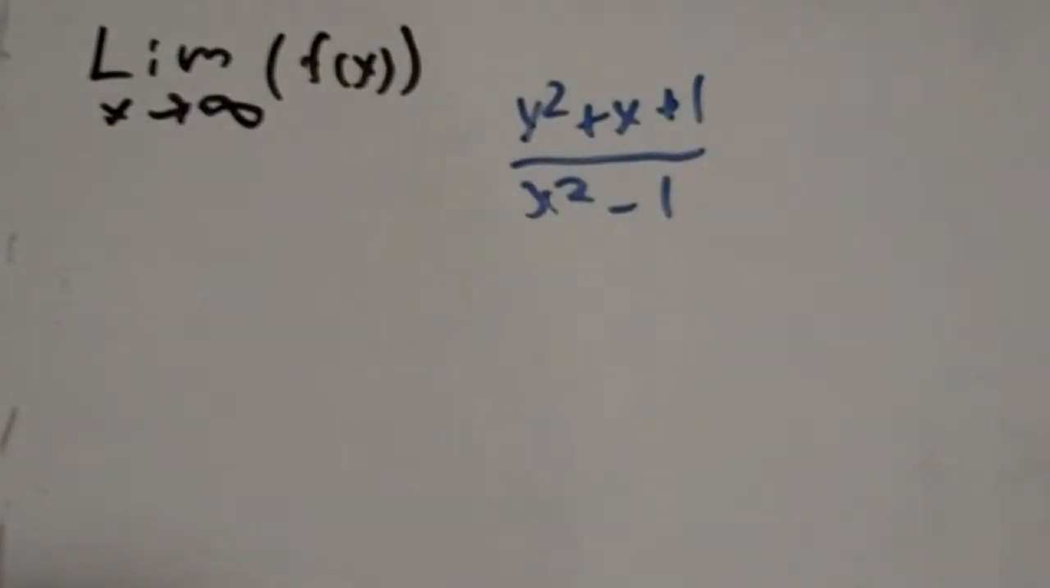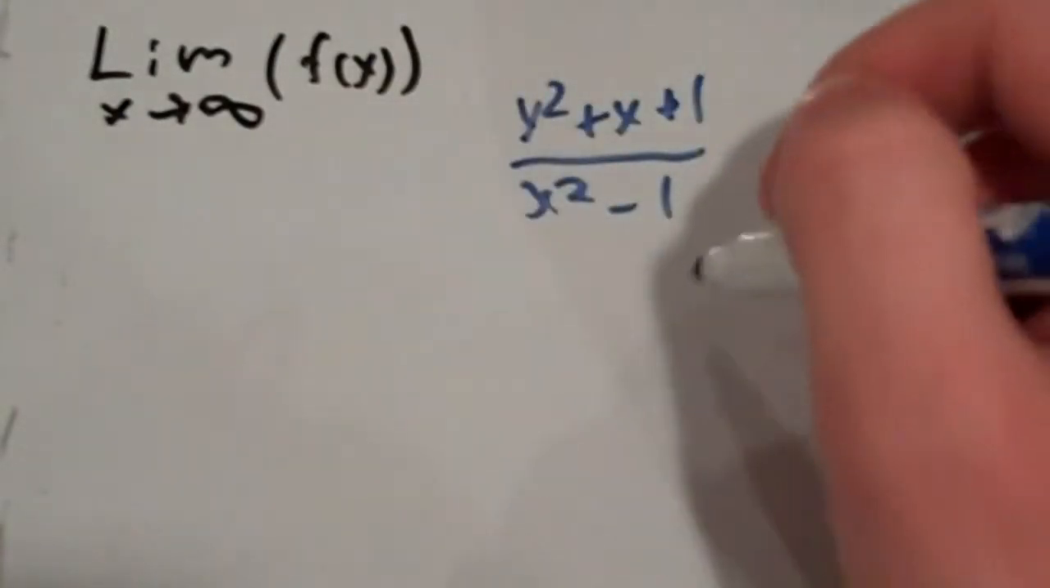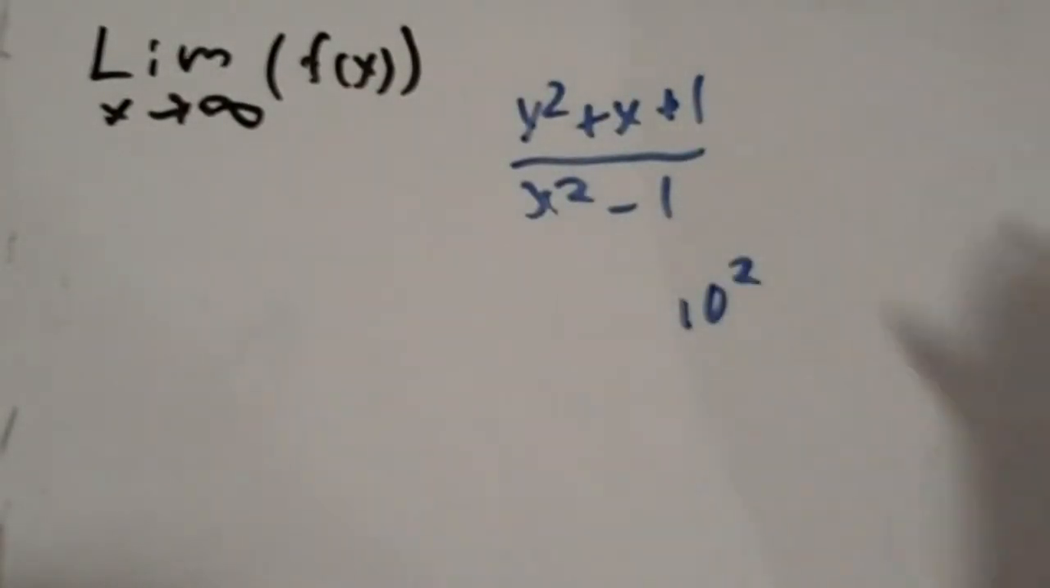And to explain why we only look at the highest powers is, say we plug in 10 for x. Well, 10 squared is 100, which is bigger than just 10. Or if we plug in 100, well, 100 squared is 10,000, which is bigger than 100. As such, infinity squared is bigger than just infinity.